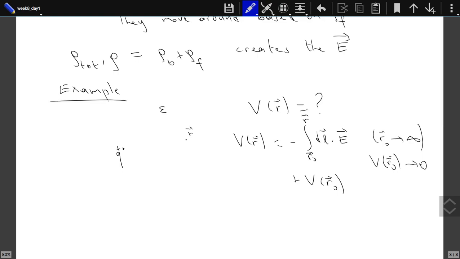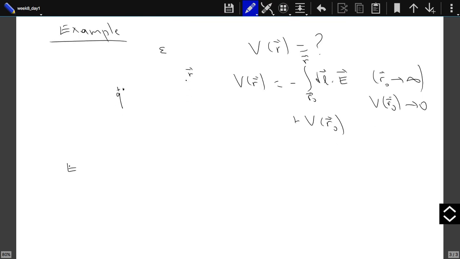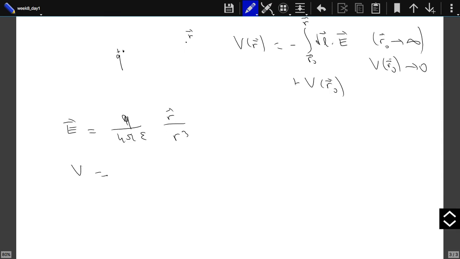So we already know the solution. The electric field is 1 over 4 pi epsilon times r over r cubed times q. This is our electric field. Well, for a point charge, we also know the potential. V is equal to q over 4 pi epsilon 1 over r. Now, again, instead of epsilon 0, I just used epsilon.